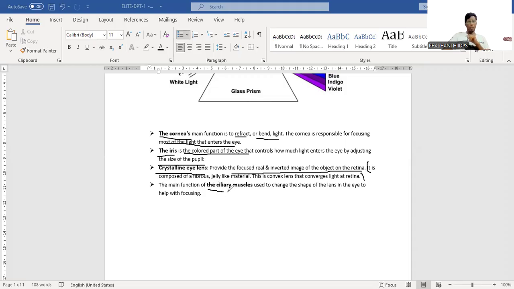The last one is ciliary muscles. What is the function of ciliary muscles? The main function of ciliary muscles is to adjust the focal length of the eye lens, or to change the shape of the lens in the eye to help with focusing, to get a clear image on the retina. These are the functions of ciliary muscles. These are the answers. Okay, let us go to the next question.